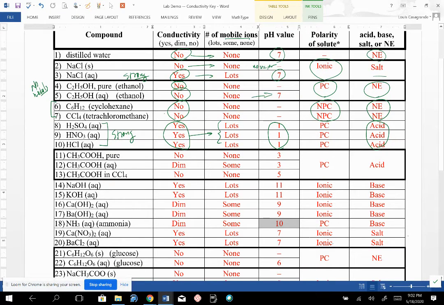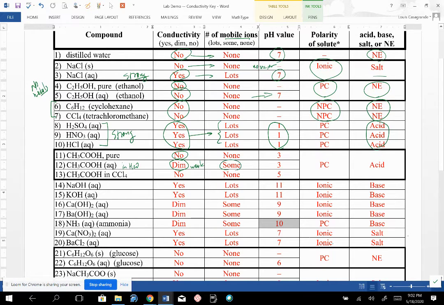Acetic acid. In pure acetic acid, I'm not sure how we have a pH because there's really no water in there. No conductivity, there's no mobile ions because it's pure. But when we dissolve it in water, so this is in water, when we dissolve it, we get some dim conductivity. So this becomes a weak electrolyte.